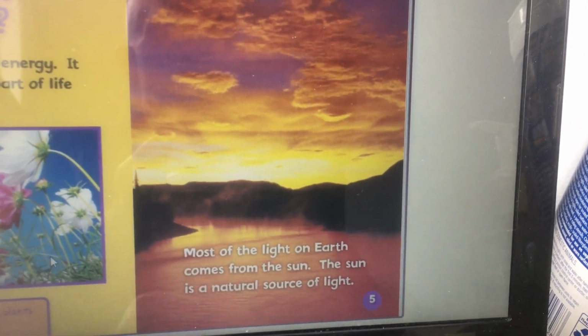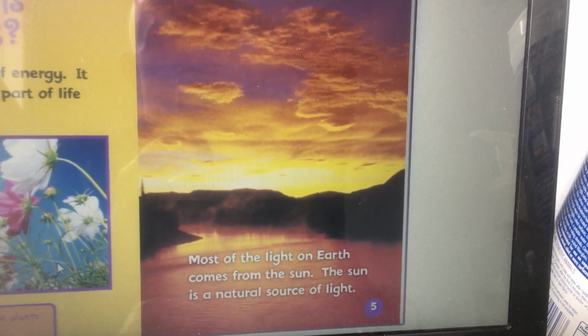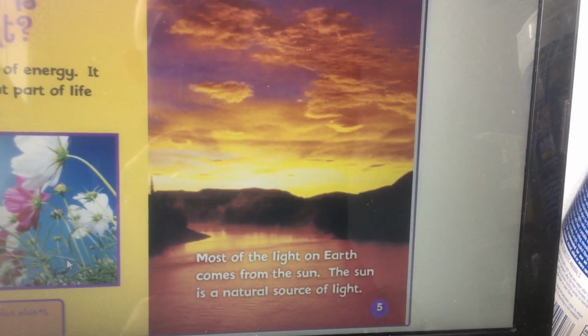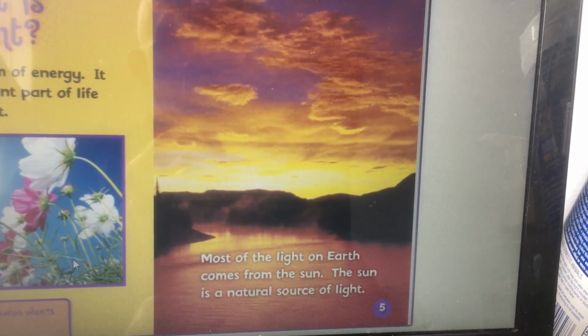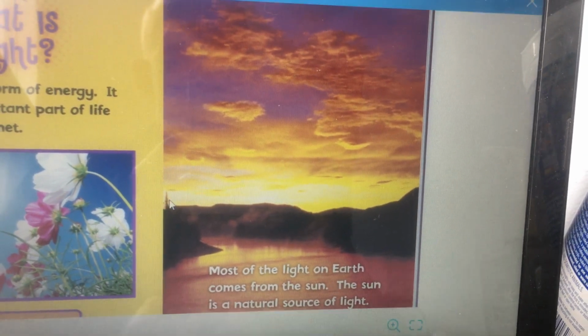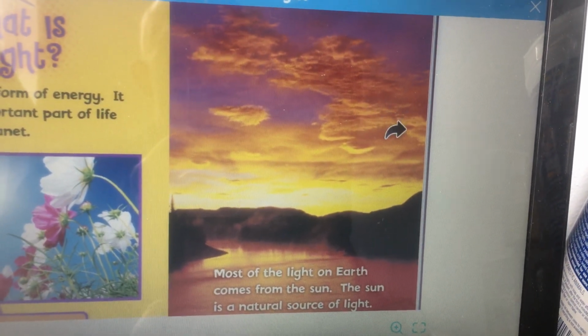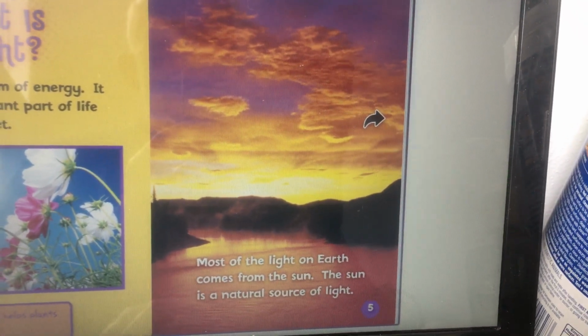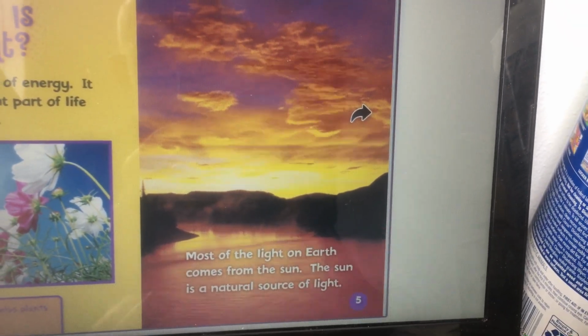On the next page, which is actually page 5, it says, most of the light on Earth comes from the sun. The sun is a natural source of light. So the detail to remember is that most of the light on Earth comes from the sun.